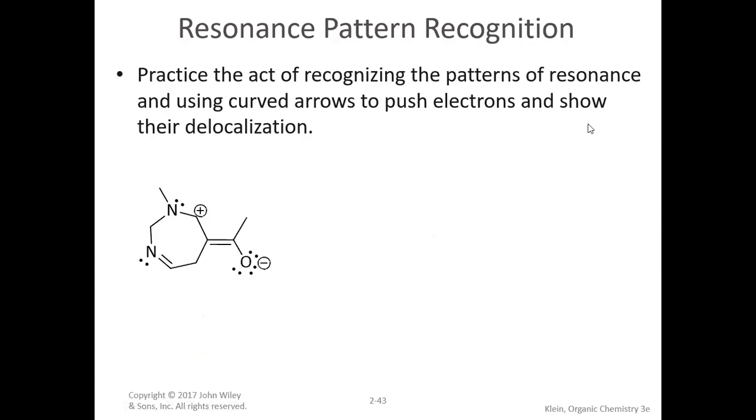All right. So it says, practice the act of recognizing the patterns of resonance and using curved arrows to push electrons and show their delocalization. So there's all sorts of things happening here right now, right? You have double bonds next to lone pairs. You have lone pairs next to carbocations. You have allylic positions. There's all sorts of things happening here, right? There's all sorts of things that you can do.